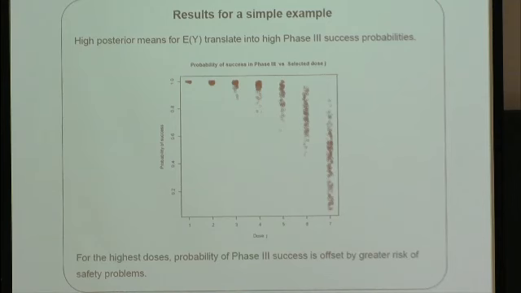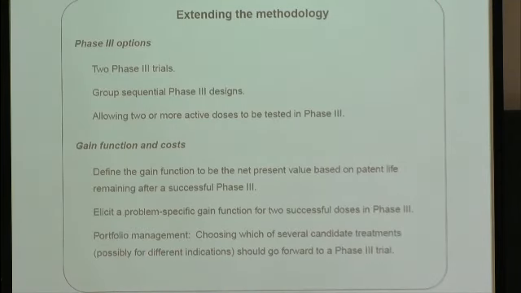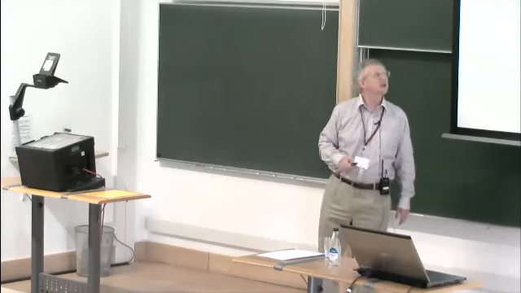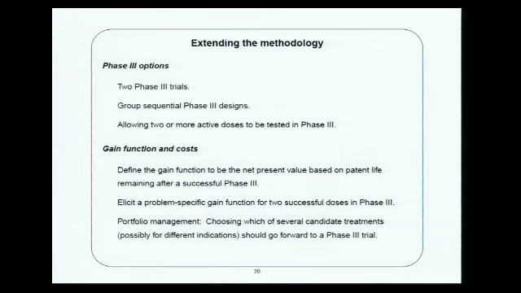Okay, so we can look inside, and we could look a lot further to try and understand what's going on. But let me talk about moving on. What else could we do in this formulation to extend this sort of method? And the list is very long, right? Within phase 3, we can go back to doing it properly with 2 phase 3 trials. But I'd like to see what happens with a group sequential phase 3 trial, see if that changes things much. We can take 2 doses into phase 3.